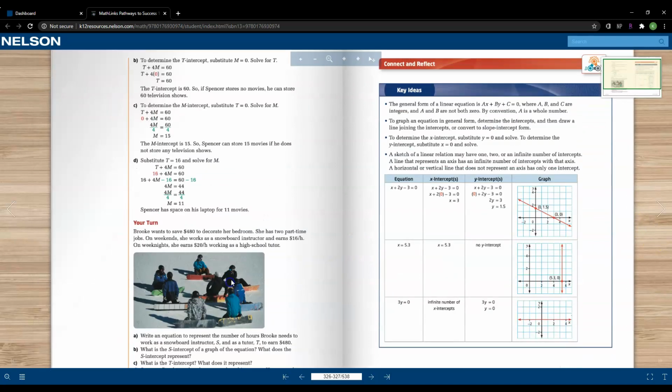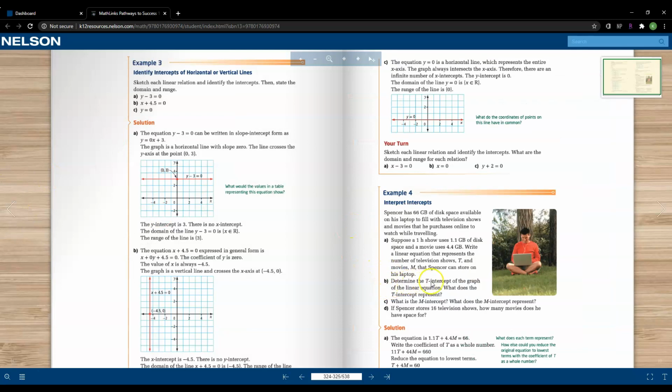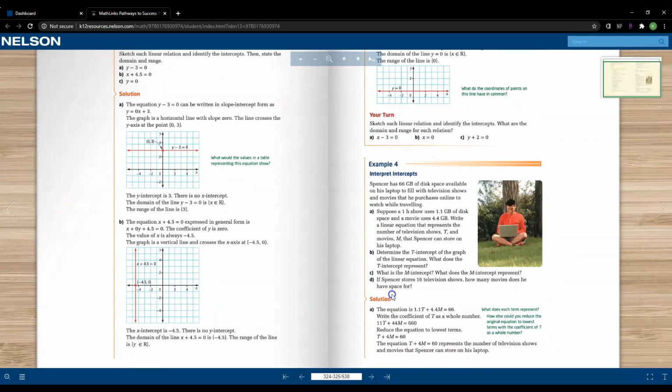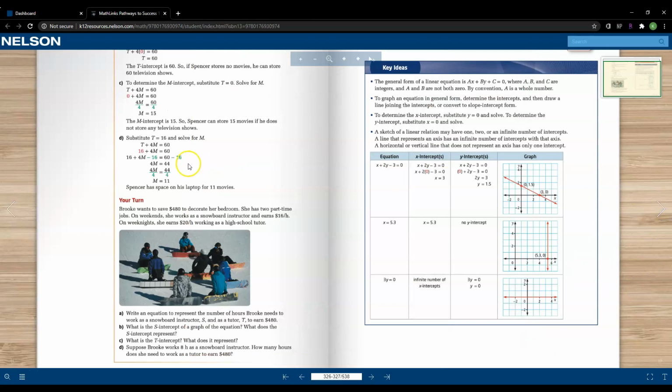So second part, to determine the t-intercept. What was the question for B? Determine the t-intercept of the graph of the linear equation. What does the t-intercept represent? So before we even go into it, what does the t-intercept represent here? So that's going to be, what if he has only television shows, right? No movies. So you're going to solve for that.